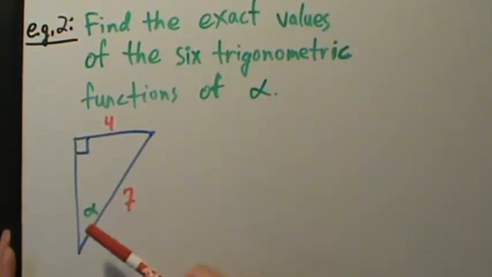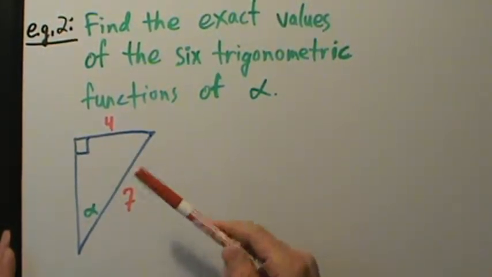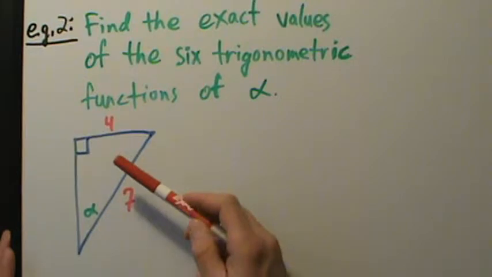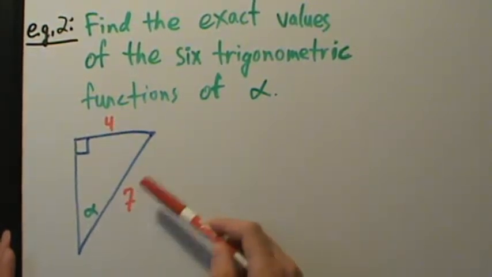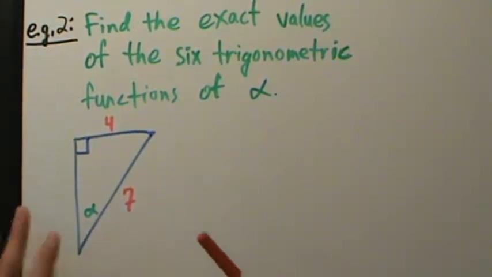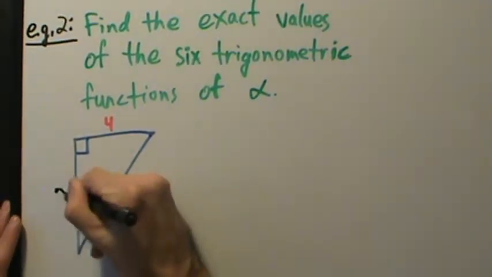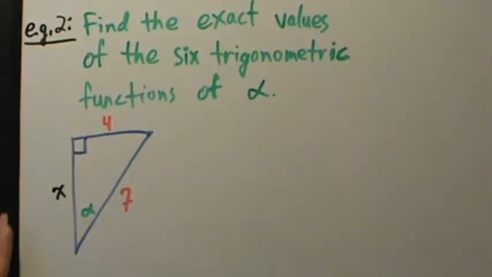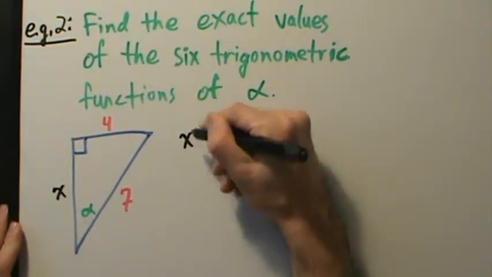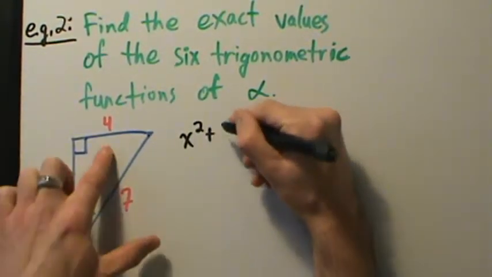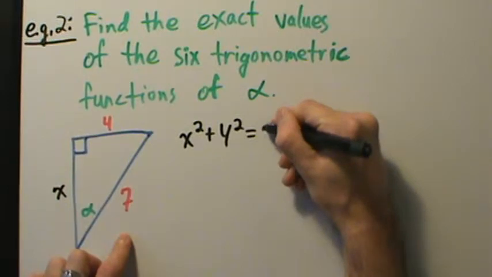So let's say we're given this right triangle here. Here's our right angle. Here's the angle alpha, and we're given the side opposite to it and the hypotenuse of the triangle. Okay. So before we do anything, what we really should do is figure out what this missing side is. So let's call it x. So remember the Pythagorean theorem tells us that x squared plus 4 squared equals 7 squared.